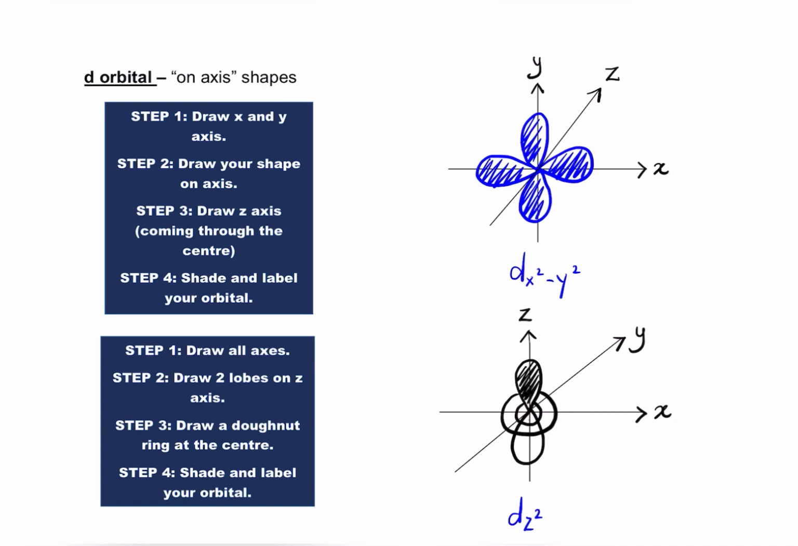This part for 2 loops, and this donut ring. So this is the drawing for dz square. Make sure the size for d is different from x square minus y square, and also different from z square.